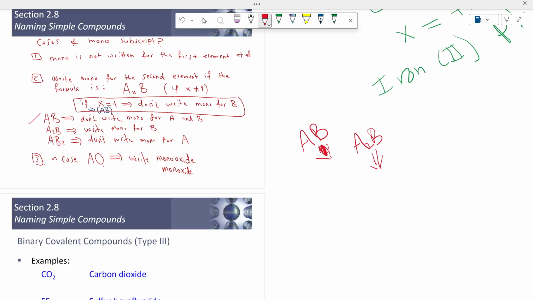The last case: if the second element is oxygen with a subscript of 1, then always you should write monoxide. So this is an exception. So AO, even though the subscripts of the first and the second are 1 and 1, which means we don't need to write mono for the first or the second, because the second element is oxygen, always write monoxide if its subscript is 1. For example, when we say CO, the subscript is 1, so this is carbon monoxide, and so on.